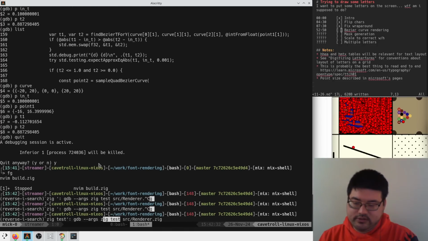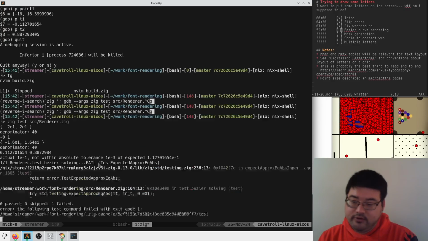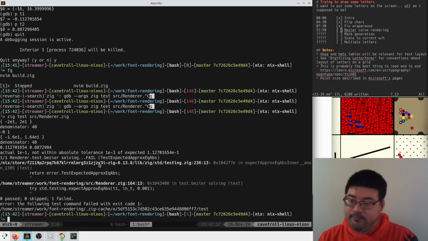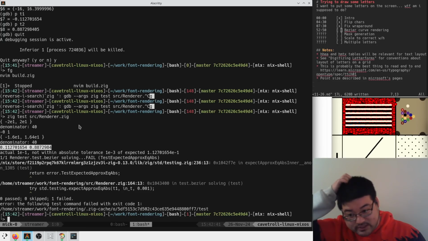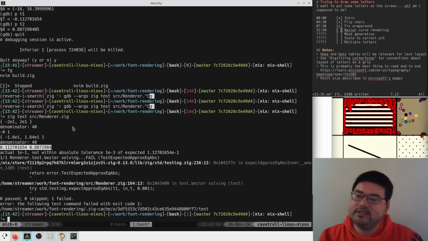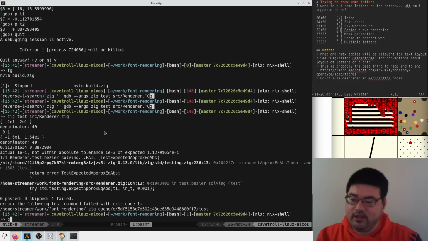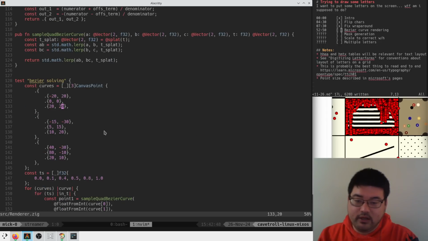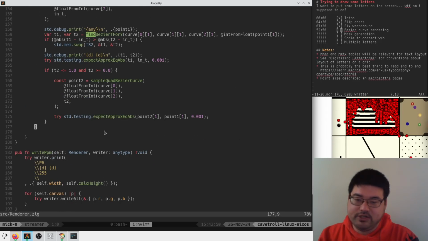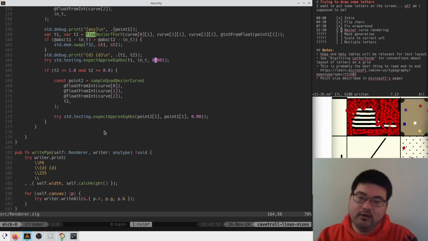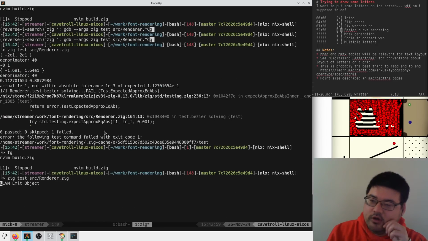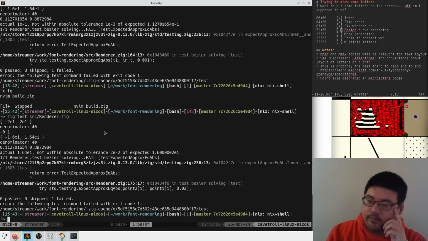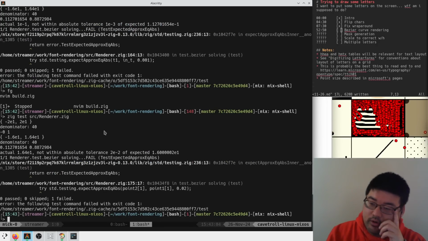Zig test. Now, I think it's likely that we just have some imprecision issues here. I would like to see if these are within like 0.2 all the time or something. If so, we might just have to increase something, but I just want to see if we get farther. No.